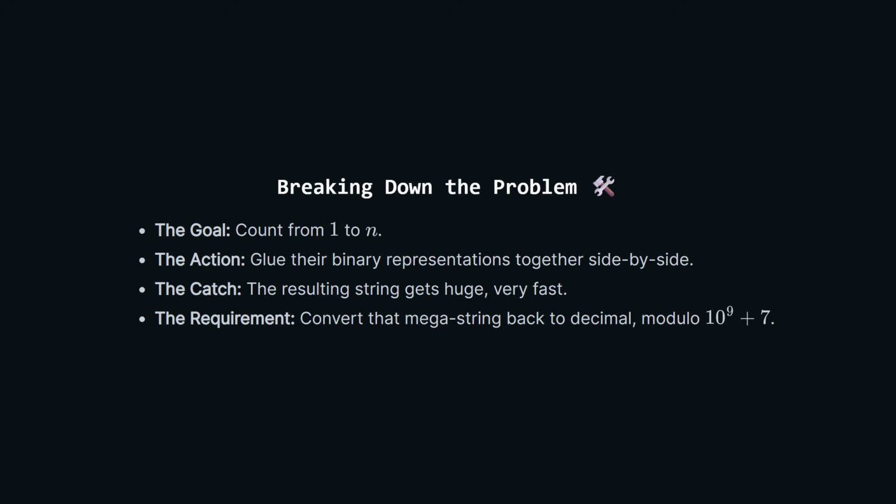So breaking this down conceptually, we are building a giant string of bits. The problem is, string manipulation is slow in programming, especially when the string can end up being hundreds of thousands of characters long. If we literally build a string, and then try to convert it to an integer at the very end, we are going to run out of memory or time. We need a more mathematical approach.